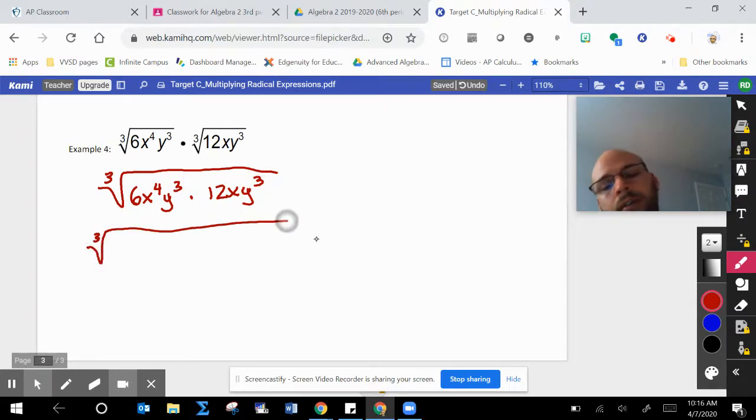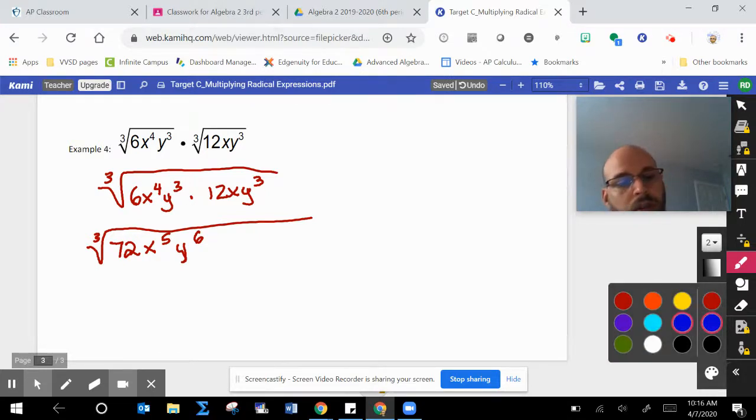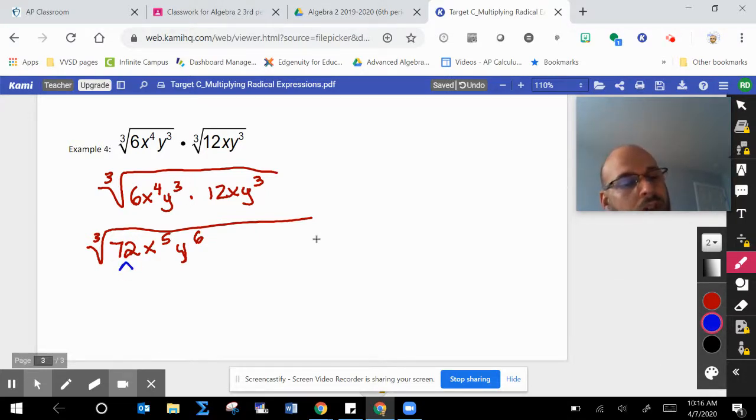Now I am going to combine these together. 6 times 12 is going to be 72. You're welcome to use a calculator for that if you need to. x to the fourth times x is x to the fifth, and y to the third times y to the third is y to the sixth. Now, I am going to break this down into its smallest pieces. I'm going to start with the 72, which I believe is 9 times 8, or 3 times 3, 4 times 2. And actually, I can break that 4 down even further to be a 2, 2, and a 2.